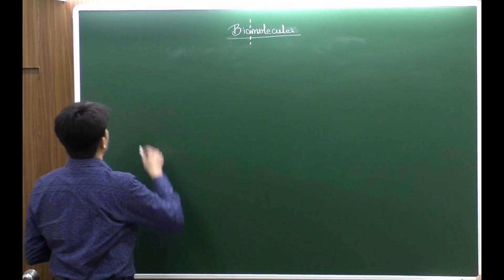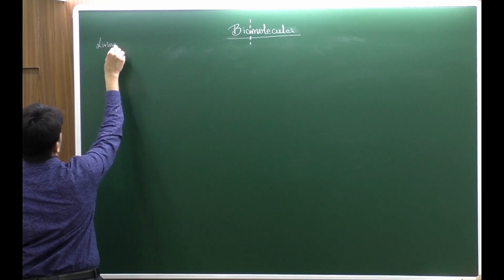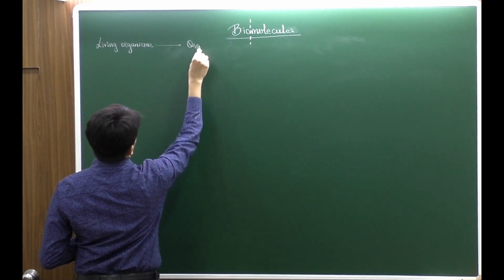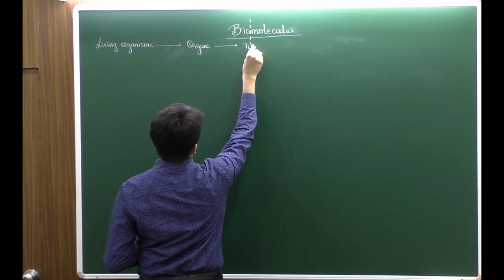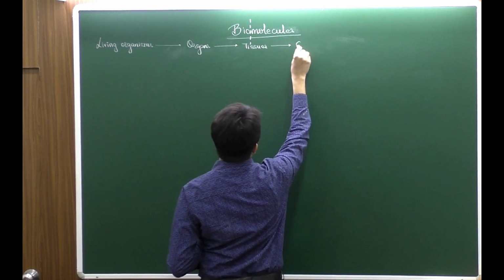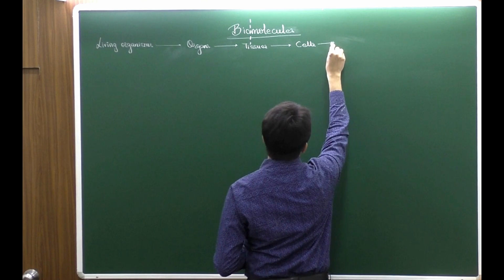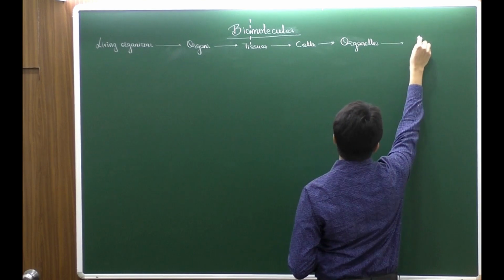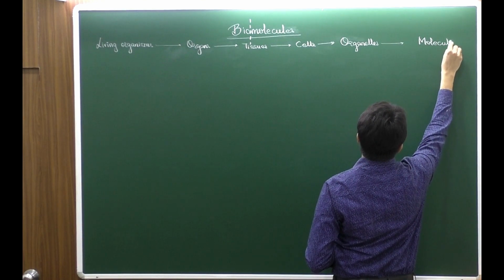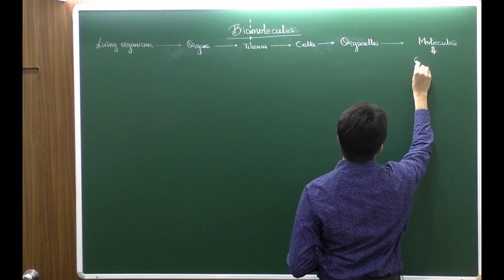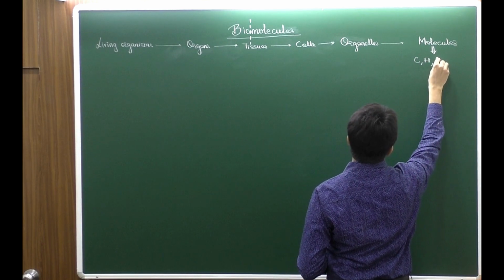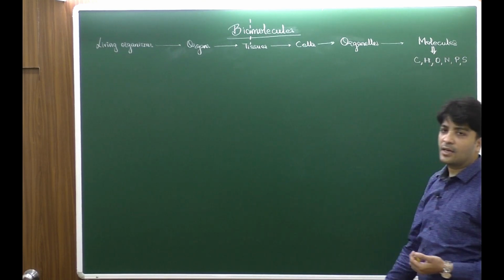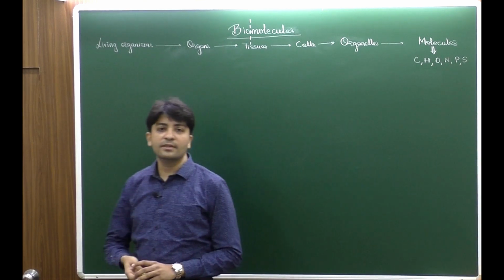First of all, let's talk about the sequence. Living organisms, meaning plants and animals, consist of various organs. These organs in turn have tissues, which are made of cells. The cells have the nucleic part and organelles, and these organelles consist of many molecules, which in turn are composed of atoms, mainly carbon, hydrogen, oxygen, nitrogen, phosphorus, sulfur.